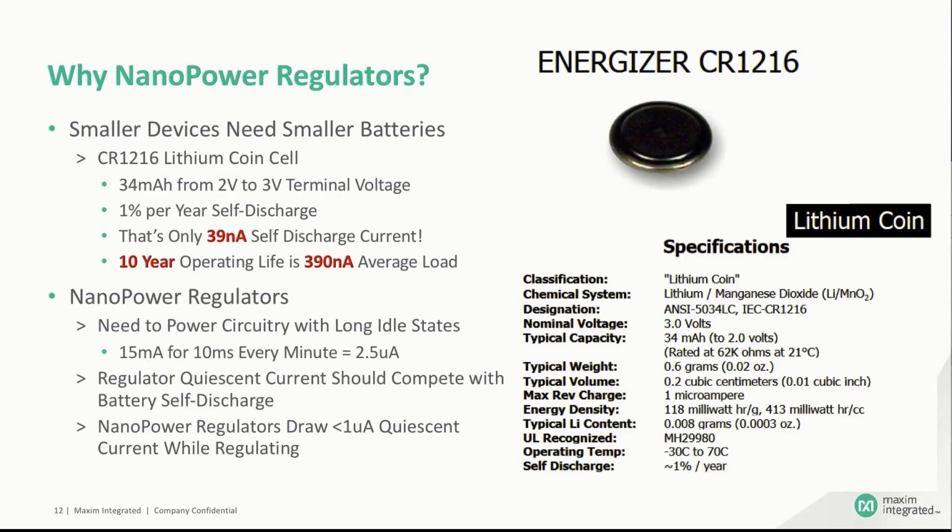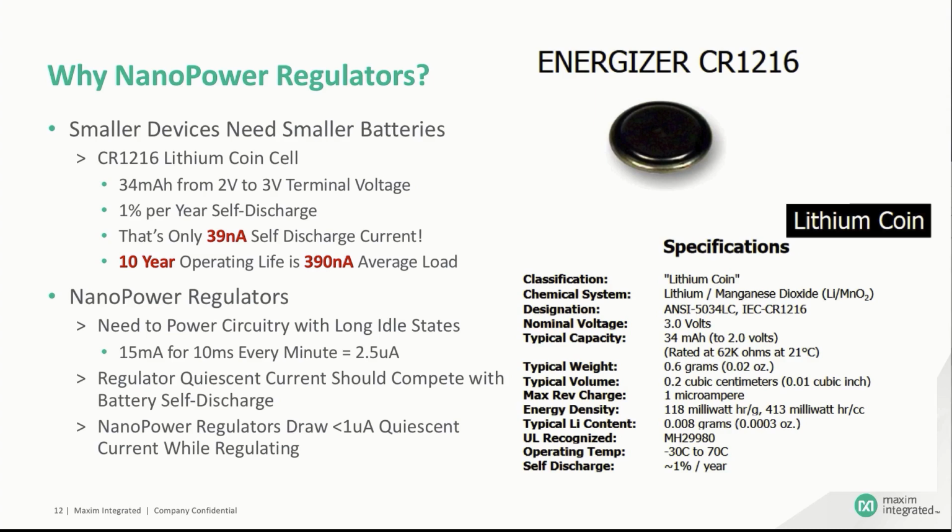Let's look more closely at one of the smallest batteries you can get. This is a CR1216, which is 12.5 millimeters in diameter and 1.5 millimeters thick. It holds 34 milliamp hours of energy from a terminal voltage of 2 or 3 volts. On average, this battery will self-discharge the equivalent of 39 nanoamps of load current in a year, or over a 10-year period, 390 nanoamps. For nanopower, if you want to power a really small device, this can become a significant amount of energy.